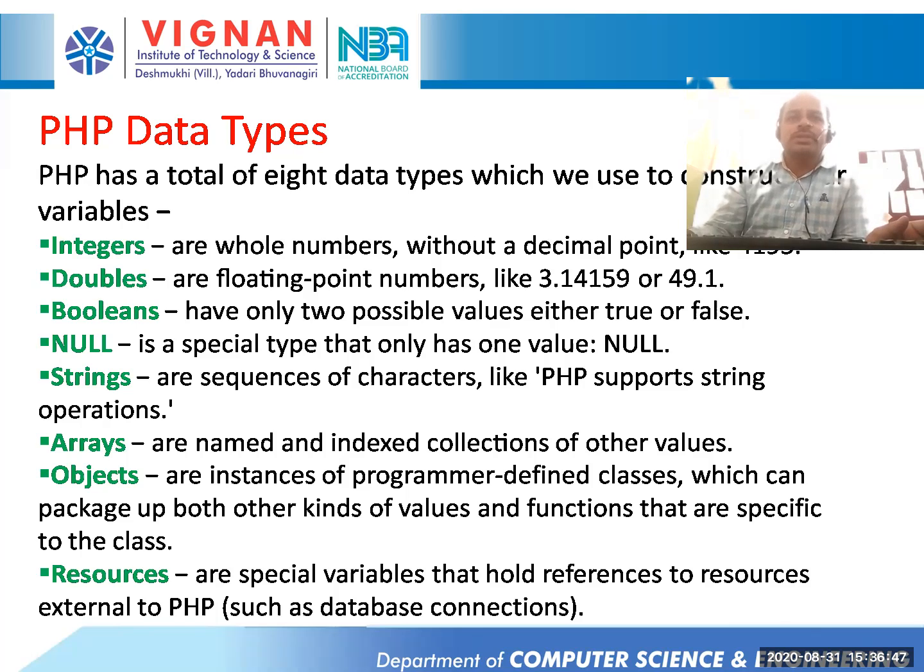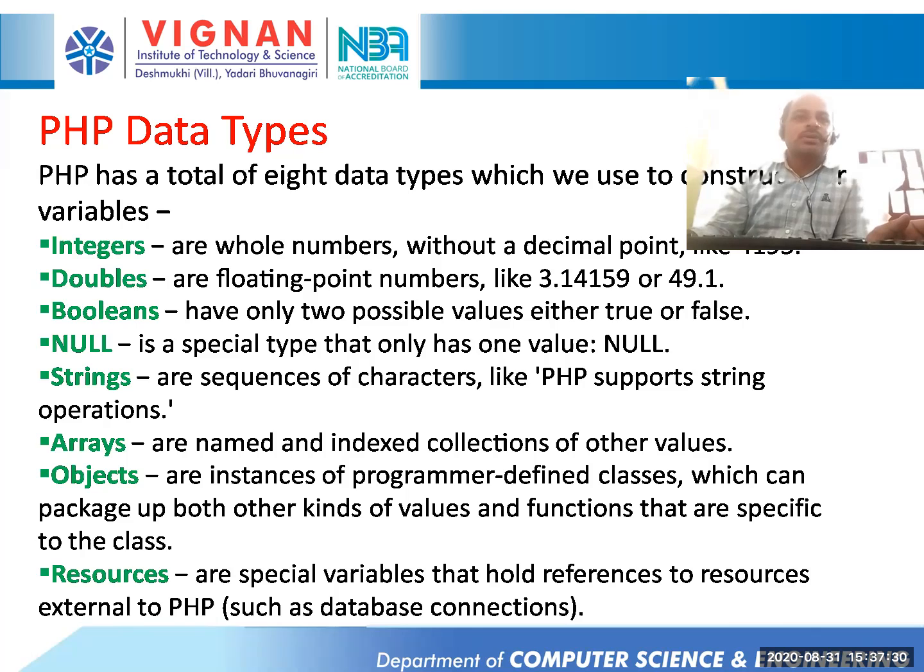Another data type is null. It is a special data type, newly introduced in PHP, and it has only one value, that is called null. Another data type is strings. These are sequences of characters, or we can call it any name of a thing or name of a person is a string. PHP supports string operations also, like string concatenation and string reverse. These kinds of operations can be supported by the string data type.